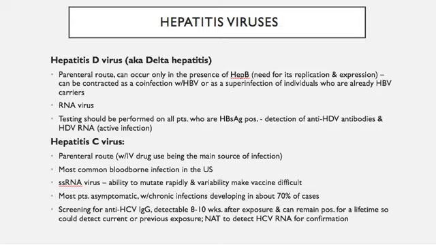Okay, hepatitis D virus, which is also known as Delta hepatitis, passed through parenteral route, can occur only in the presence of hepatitis B. So hepatitis D needs hepatitis B for its replication and expression. So if the patient has hepatitis D, they are also going to have hepatitis B. So it can be contracted as a co-infection with hepatitis B or as a superinfection in people who are already chronic HBV carriers. This one is an RNA virus.